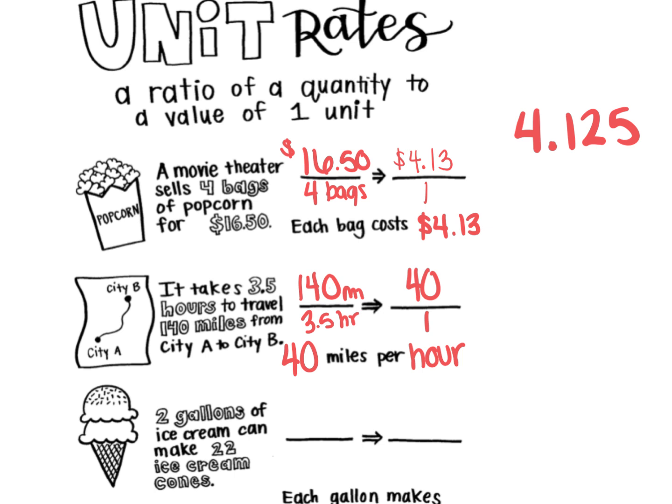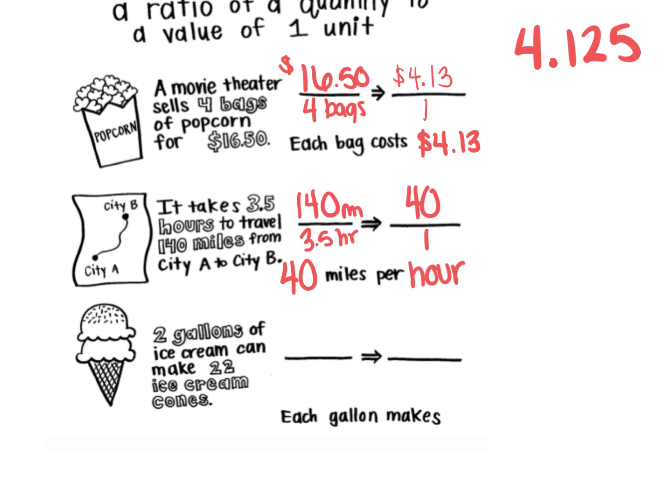All right, last one. This one doesn't involve money or distance, so we're going to have to think about what makes sense here. I can get 2 gallons of ice cream and can make 22 ice cream cones with it. So does it make more sense to figure out how many cones per 1 gallon of ice cream or how many gallons per cone? How many cones I can get per gallon of ice cream, or how many gallons, so think a gallon of ice cream, a gallon of milk. How many gallons per ice cream cone? Yeah, cones per gallon makes more sense here.